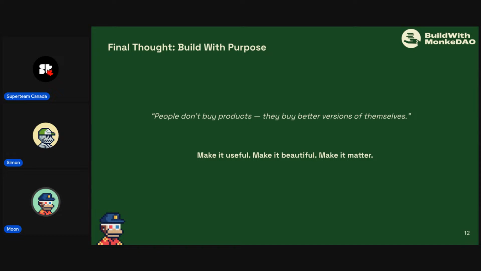This quote always stands out to me: people don't buy products, they buy better versions of themselves. The same could be said that people don't use products for the sake of it. They use products that make their lives better. Make it useful, make it beautiful, and make it matter. And with that, that's the end of my presentation.